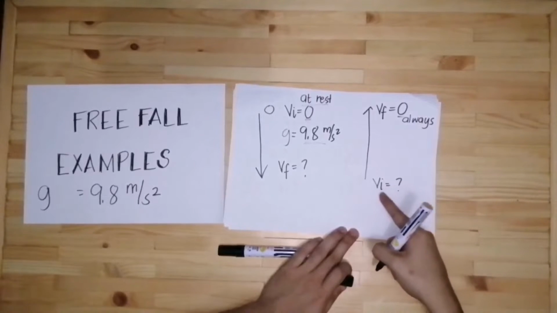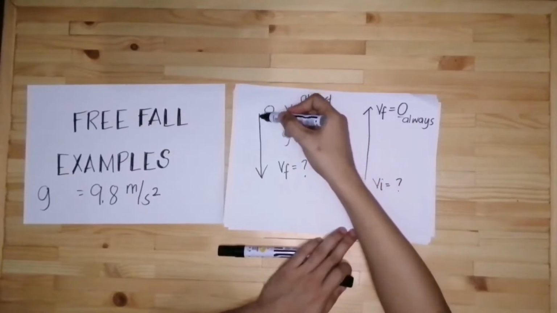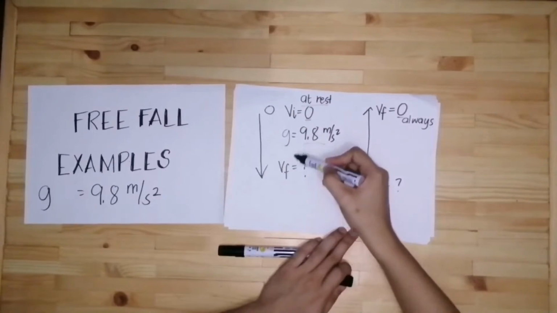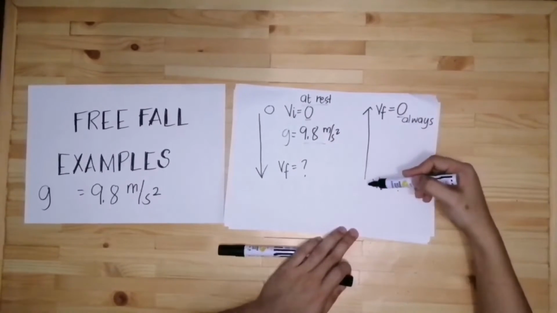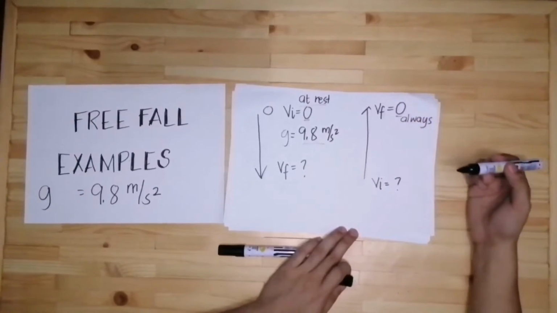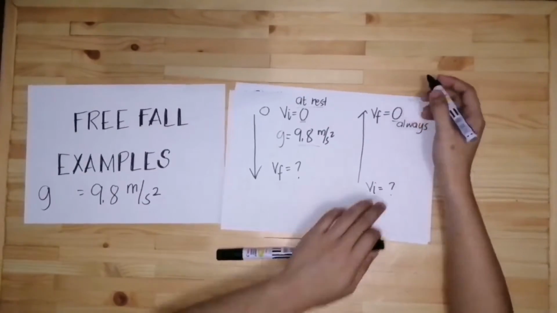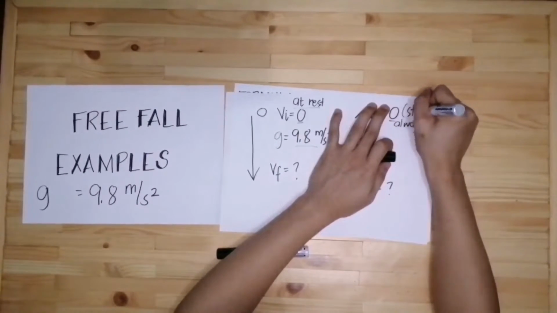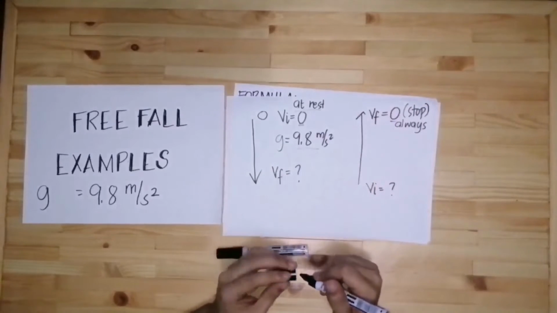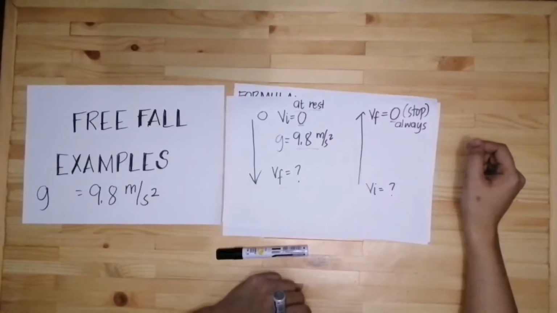Then VI is what we look for. Okay? So that is how it is, class. When downward, VF is what we look for, and VI is given. When upward, class, VI is what we look for, then VF is always equal to 0, because it means the object stopped. Okay, the velocity of the object stops, and then it goes down again.